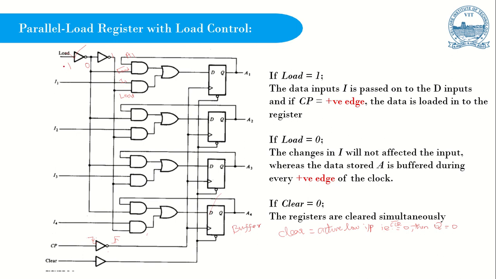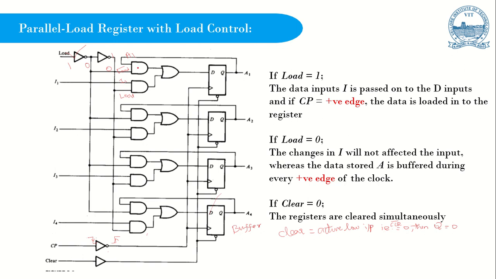If the load input is 0, then whatever data was previously stored must be buffered. Okay, that is the concept here. So let me first consider my load input equal to 1. If my load input is equal to 1, then my load bar is 0.